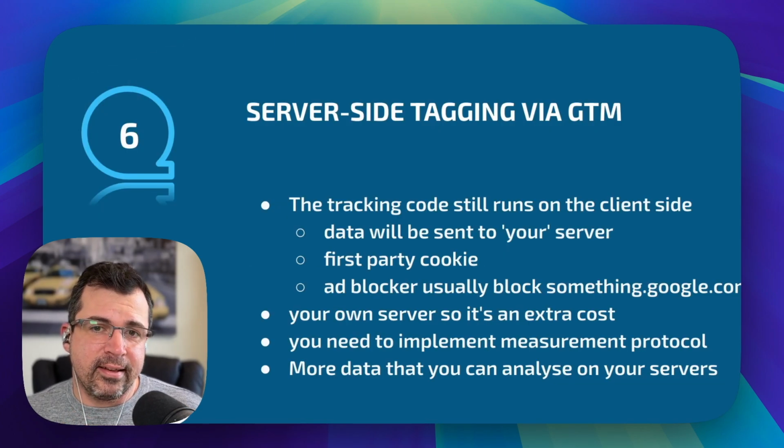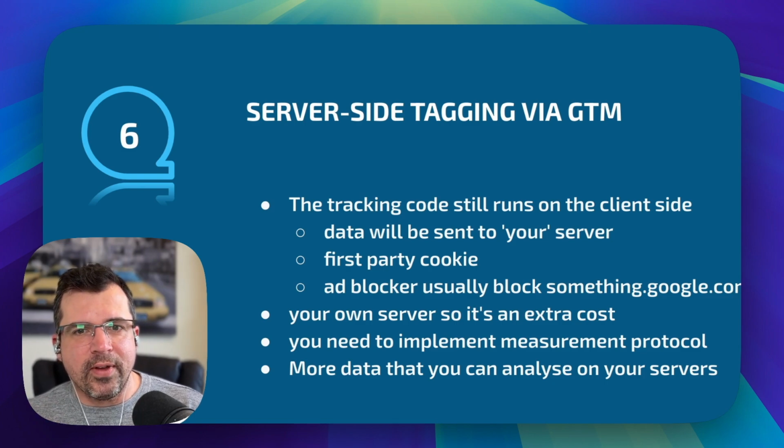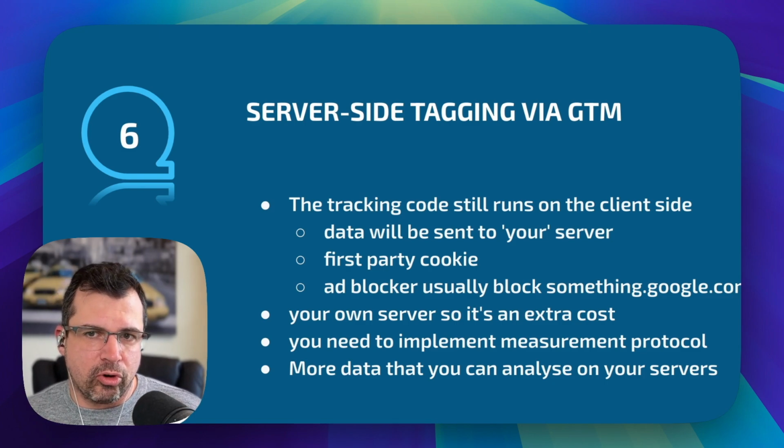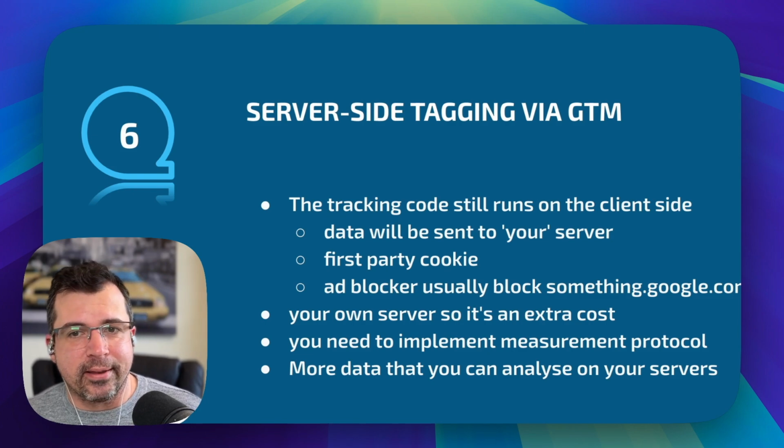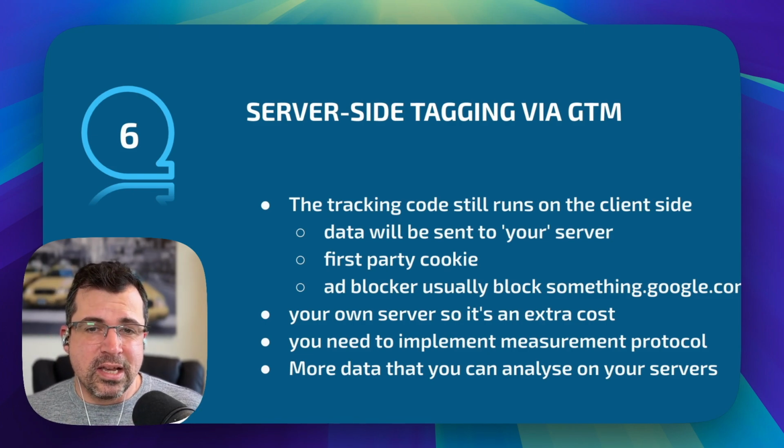So number 6 is server-side tagging with GTM. The tracking code runs on the client side, but the data is sent to your server within your domain. So it's not considered third-party tracking, and that's why it's better than all the other methods. Since some browsers block third-party trackers, your additional conversion information is lost. So, for example, ad blockers usually block the google.com server, but since they only see your website sending data to ads.yourdomain.com, this data passes through.